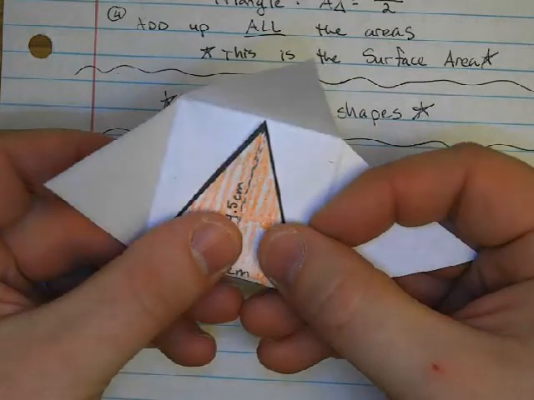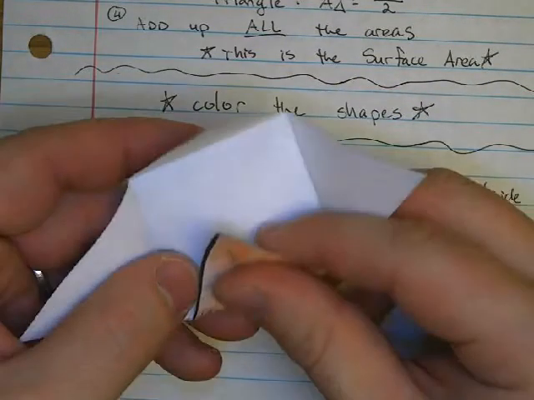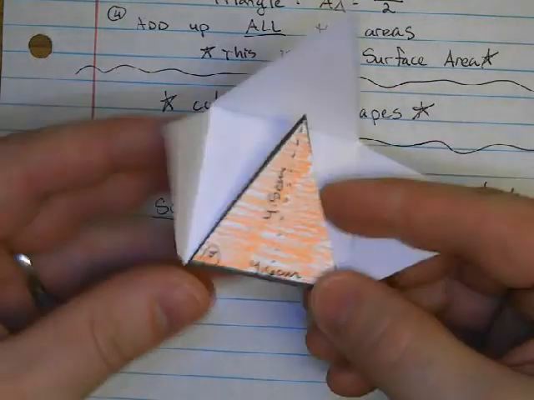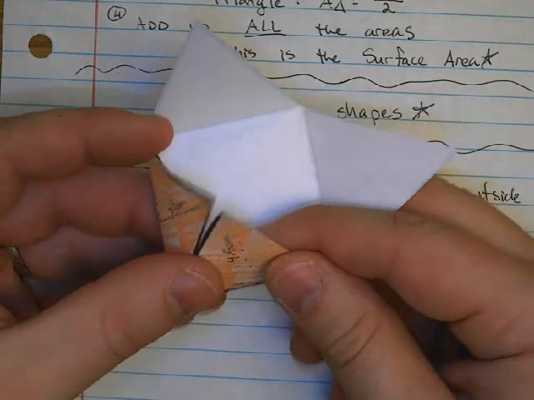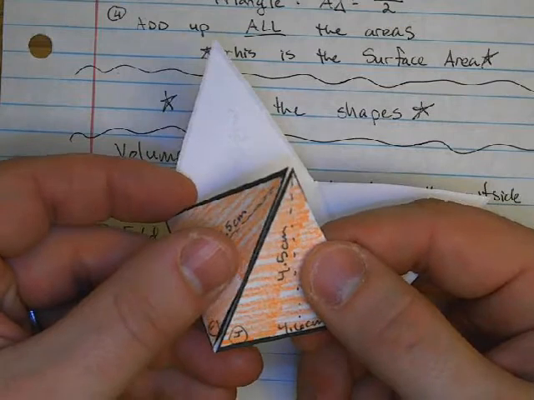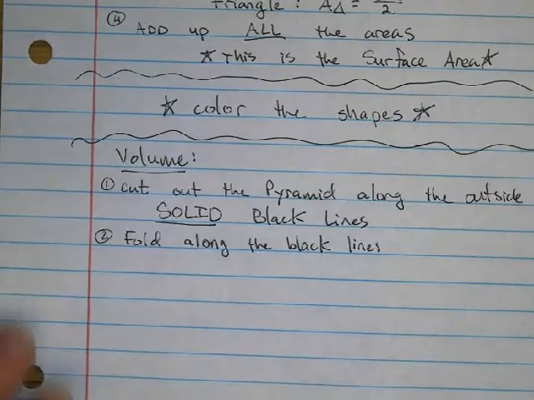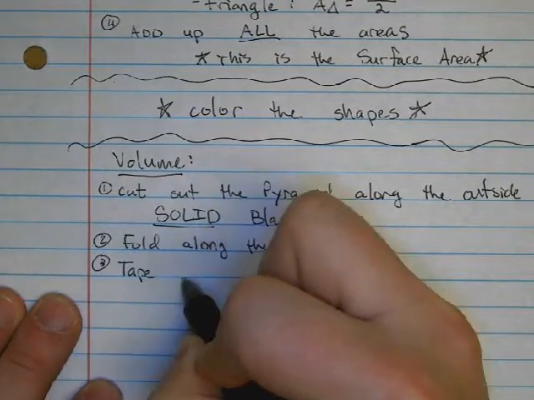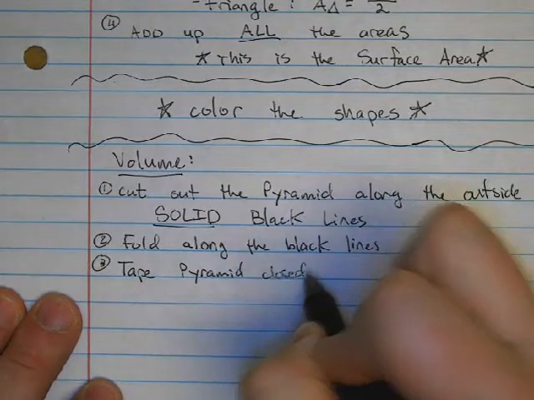We're just folding all 4 sides in like that. Okay. Now we'll do our very best to tape it closed. So we'll tape the 2 edges of each triangle together, like right there, like so. So that'll be our next step. Tape pyramid closed.